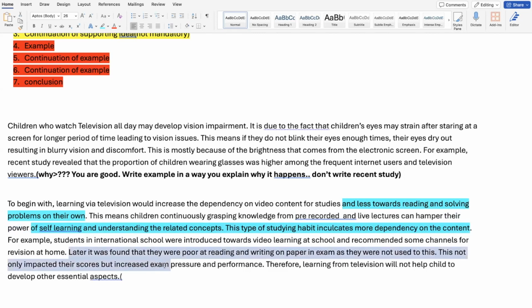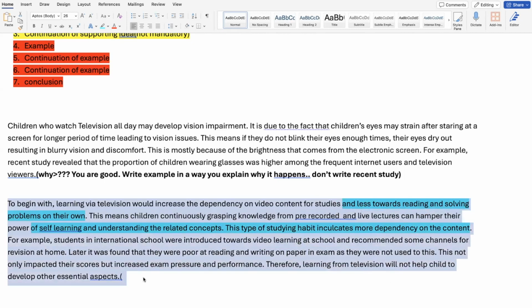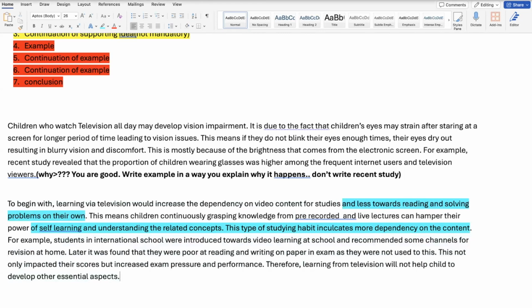Then you said they were poor at reading and writing on paper in the exam, as they were not used to this. Probably, so that's debatable. What you have written is okay. Here, what you wrote was good. In the example, you have put your point, but in the beginning, it was not clear where you were heading. My recommendation is to avoid using such puzzling content. Try to write the logical ones. What seems very obvious, you write that. No, it could have been better, is what I felt.